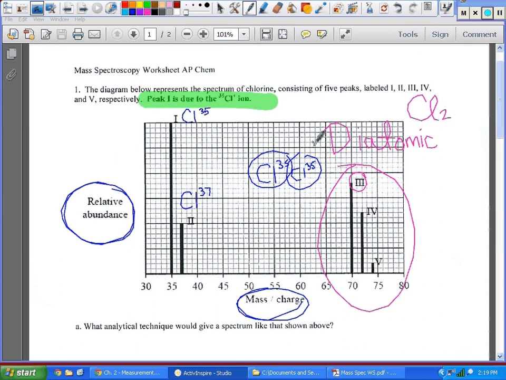Now we've got 72. How did I get a 72 to show up? What had to happen? A 37 and a 35. So peak 4 is going to be a Cl35 plus a Cl37, which is equal to what? 35 plus 37 is equal to 72. The last one, what's this little bitty baby peak number 5? That has a mass of 74. What was that stuck together? 37 and 37. So does that make sense?